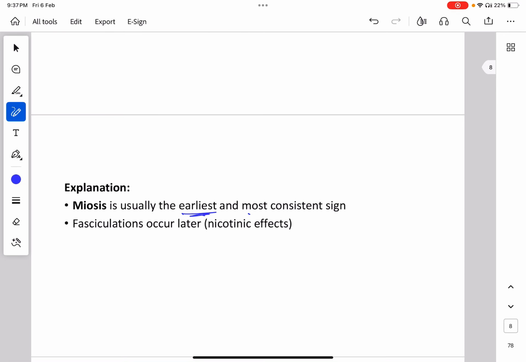Miosis is usually the earliest and the most consistent sign of OP poisoning. And fasciculations occur later.